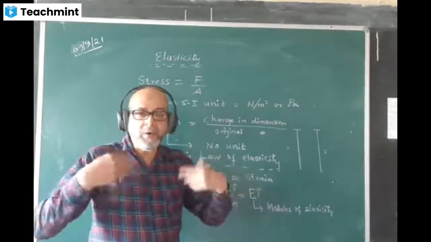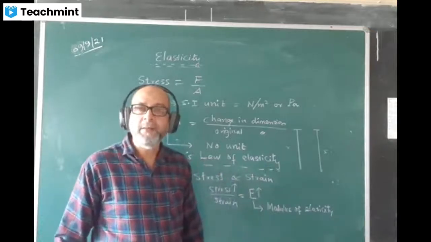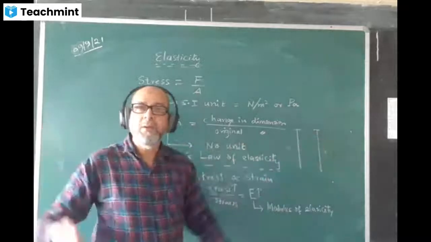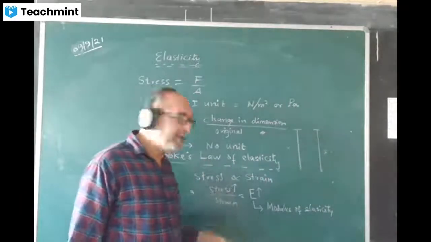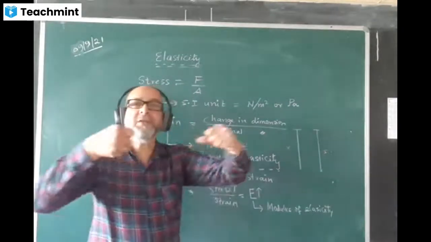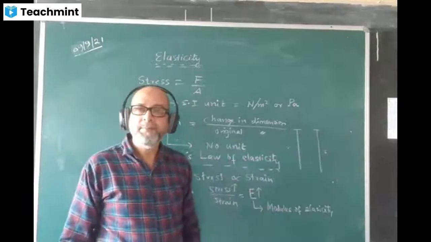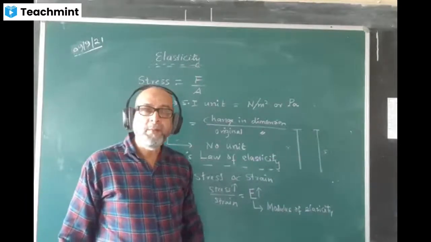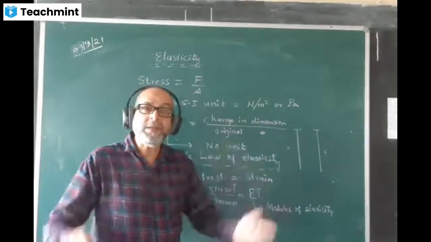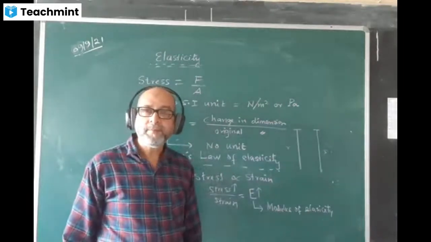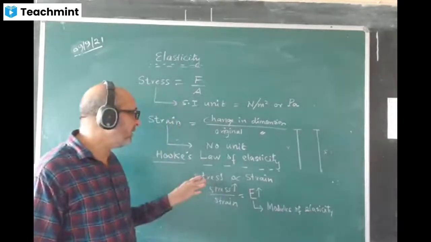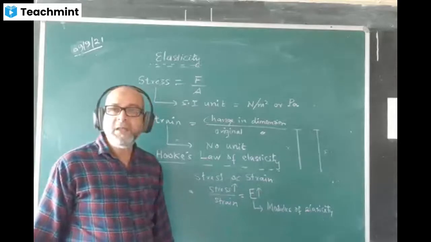But all these things happen within the elastic limit. There is a limit to it. You keep on stretching, and they may not be directly proportional in that case. This property will fail. Or you keep on stretching and the body may break. The body may become plastic or the body may even break. If you go beyond plasticity, the body will break. So Hooke's law says that stress is directly proportional to strain, but within the elastic limit.